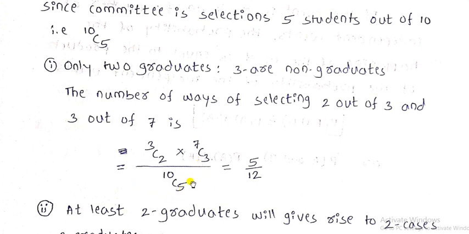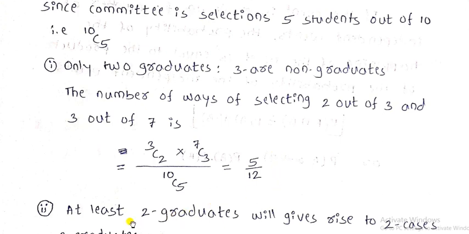Divide by the total number of ways. Out of 10 students, we select 5 students and make the committee, so it is 10C5. After calculating with the help of a calculator, we obtain the result as 5 divided by 10. So the probability of selecting the graduate students is 5 divided by 10.